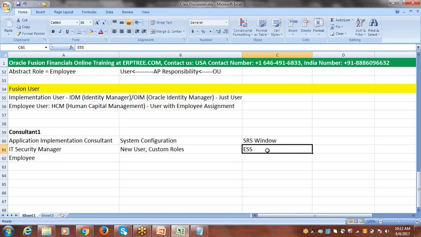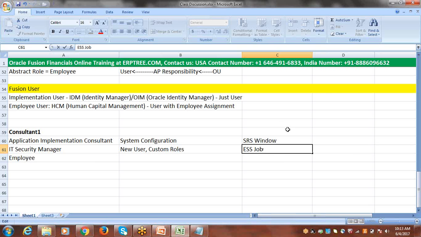Here we submit from the ESS page, whereas through the SRS window we submit a request. Here the request is called a job. In EBS we call them request or request set. The same request and request set in Fusion we call job or job set. So you can submit any report or program from the ESS job page.